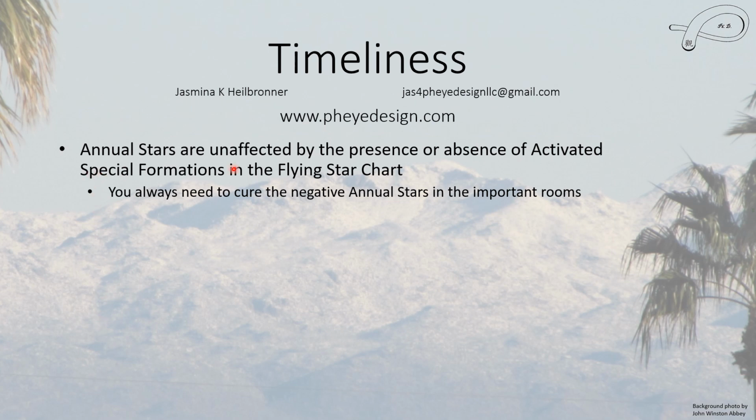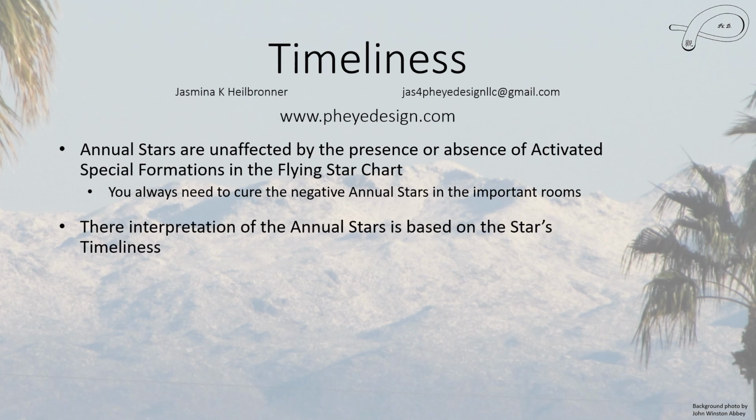Annual stars are unaffected by the presence or absence of activated special formations in your flying star chart. So you always need to cure the negative stars, the negative annual stars, in the important rooms of your house. In the unimportant rooms, you don't have to worry about them so much. The interpretation of the annual stars is based on the star's timeliness. And that table that I just showed you is the same for the annual stars as it is for the flying stars.